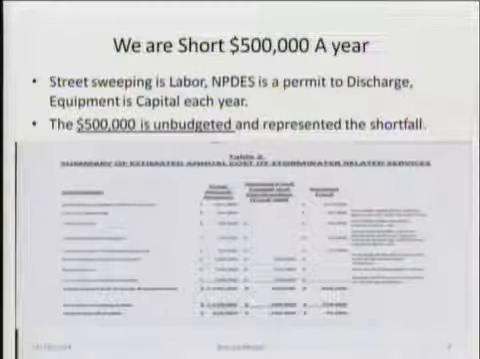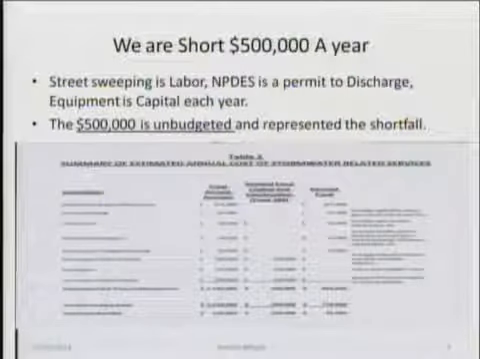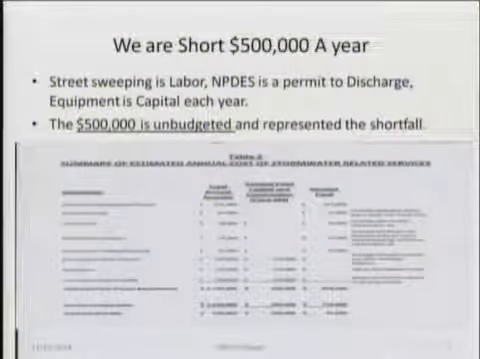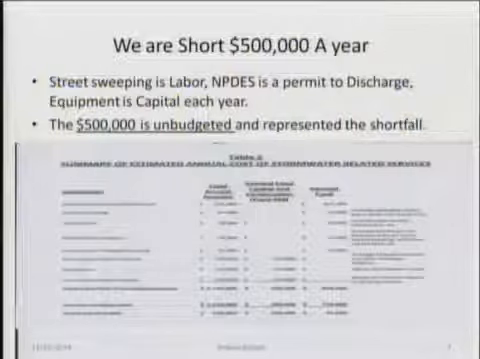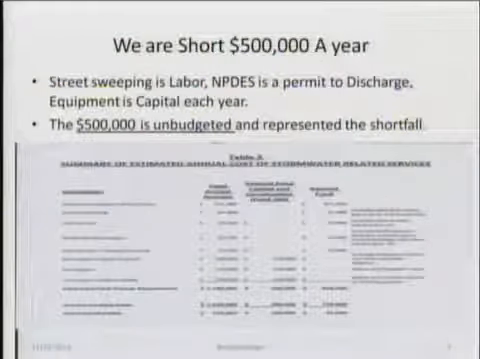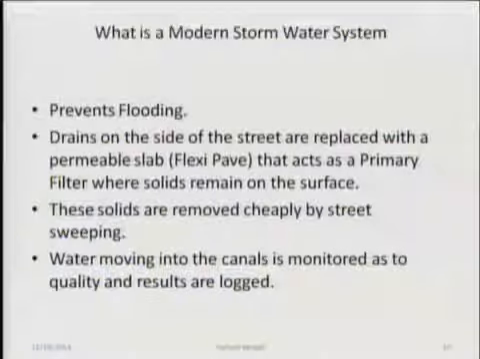And NPDES, which I referred to a minute ago, is a discharge permit. And the $500,000 represents $500,000 we don't have. It represents a shortfall between what we need to do in the coming year and what the cost would be.